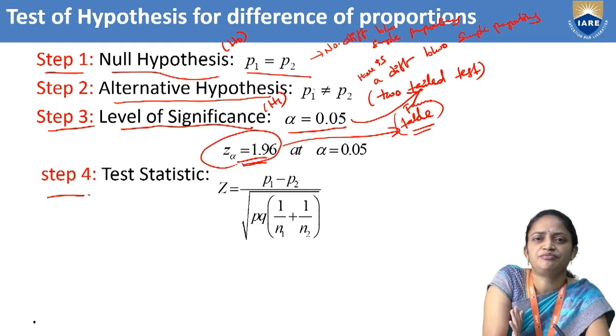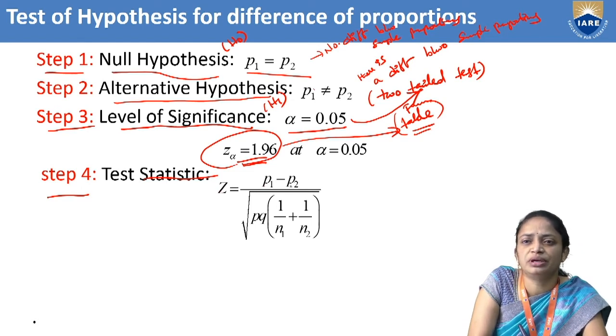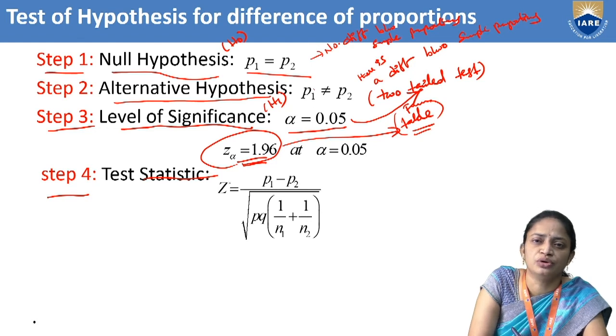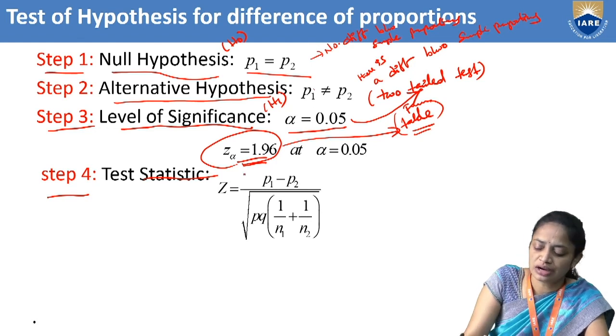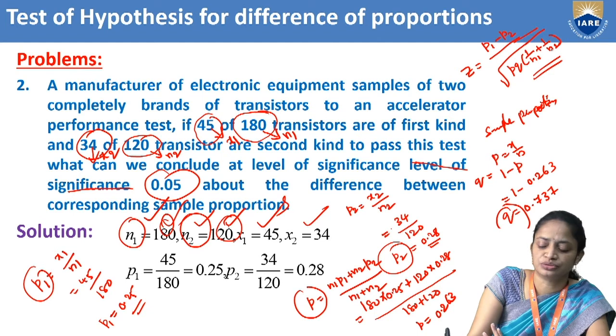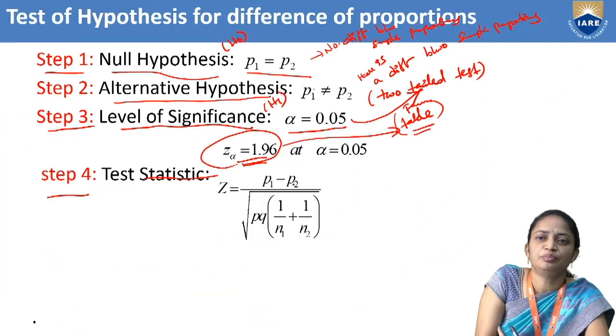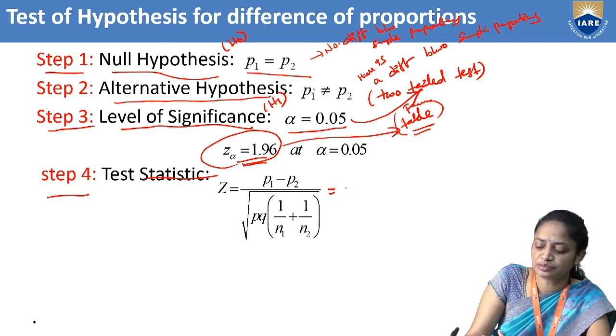So next one is step 4. What is our step 4? Z equal to P1 minus P2 divided by under root of PQ into 1 by N1 plus 1 by N2. This is the formula. Already we have discussed, right? Which formula fits this problem? This formula fits this problem: Z equal to P1 minus P2 divided by under root of PQ into 1 by N1 plus 1 by N2.